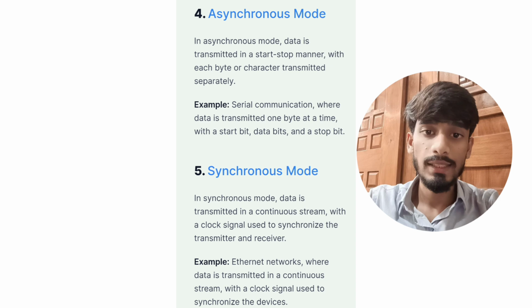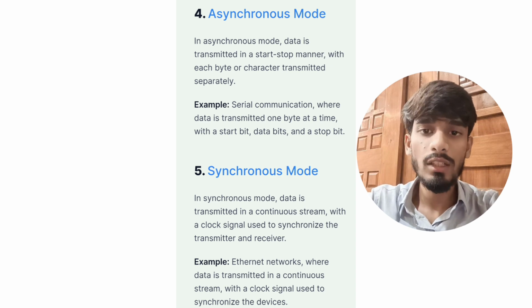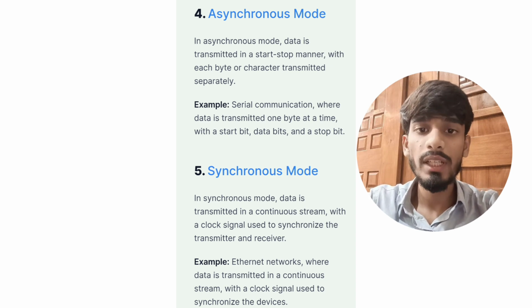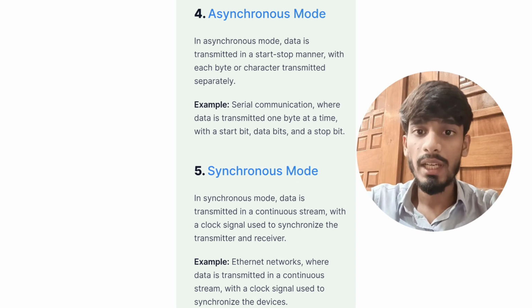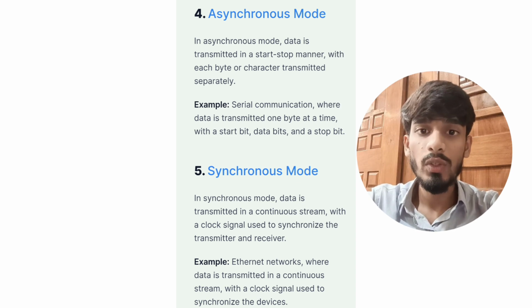Fifth is synchronous mode. In synchronous mode, data is transmitted in a continuous stream with a clock signal used to synchronize the transmitter and receiver. Example is Ethernet networks, where data is transmitted in a continuous stream with a clock signal used to synchronize the devices.